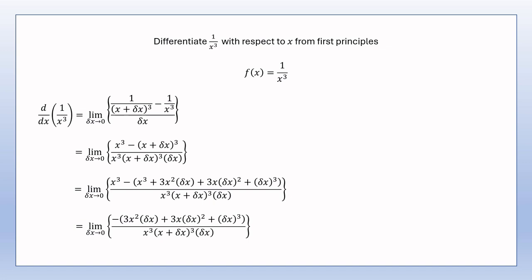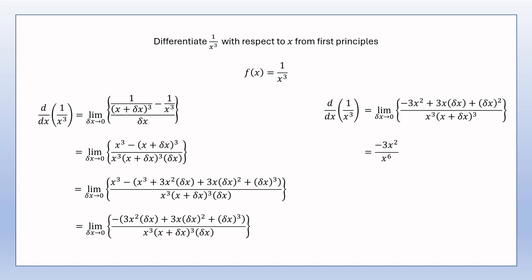And now dividing each term in the numerator by delta x gives the limit as delta x approaches 0 of minus 3x squared plus 3x delta x plus delta x squared over x cubed times (x plus delta x) cubed, which of course is equal to minus 3x squared over x to the power of 6. And using laws of indices, this gives the result minus 3x to the power of minus 4. In other words, d by dx of 1 over x cubed is equal to minus 3 over x to the power of 4.